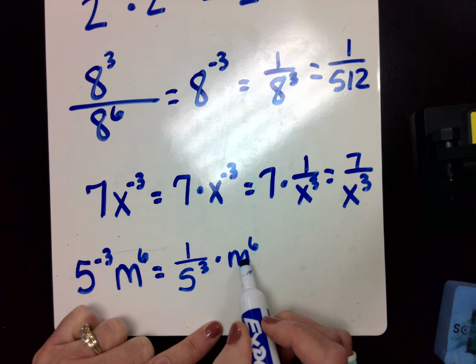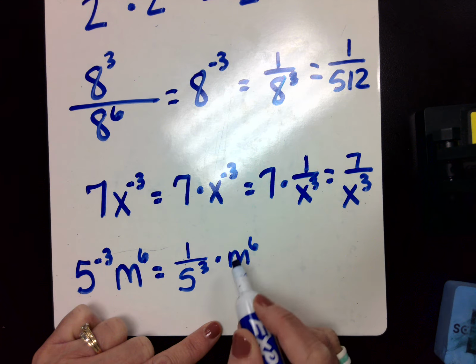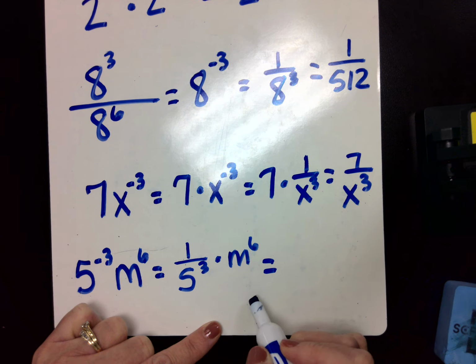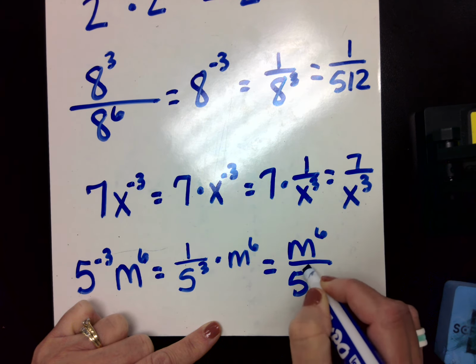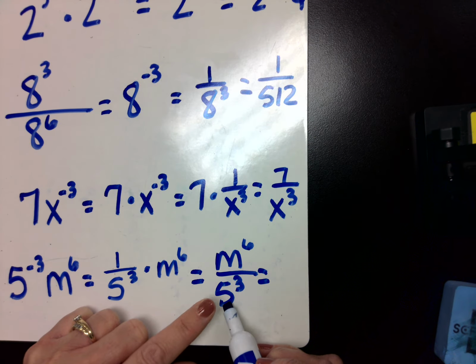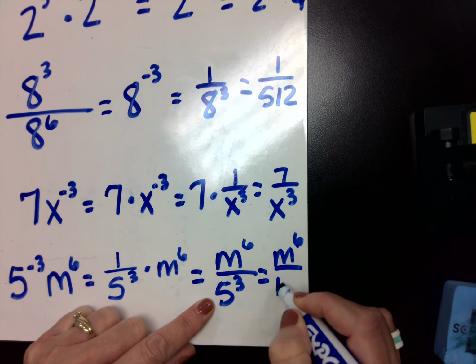Well, that's a numerator, because with m to the 6th, I really could put a 1 underneath it and it'd be fine. When I do my math, I'm going to multiply the numerators, multiply the denominators, and I get m to the 6th power over 5 cubed. Then this part I can solve, so I want to finish it. So I get m to the 6th power over 125.